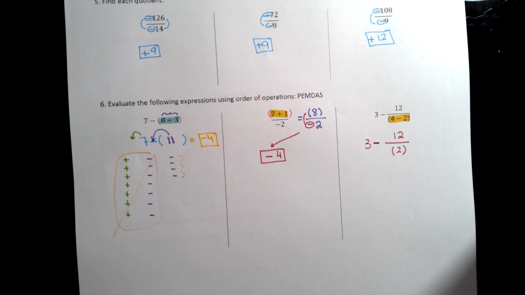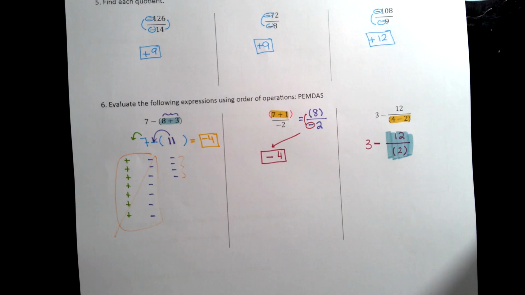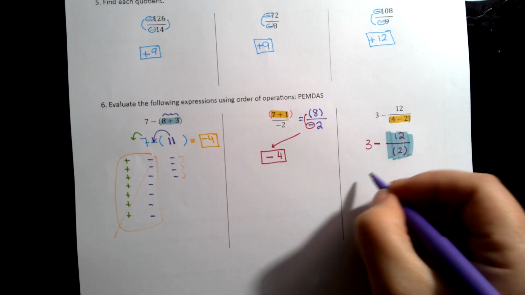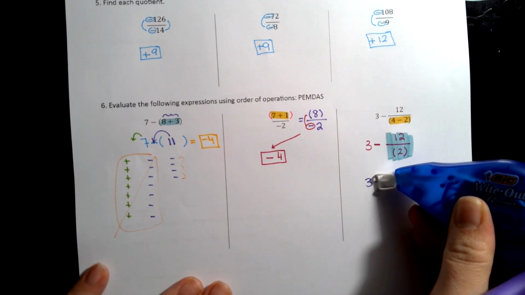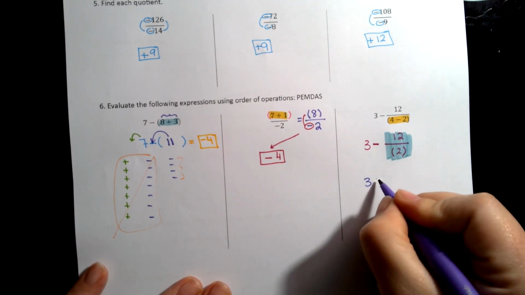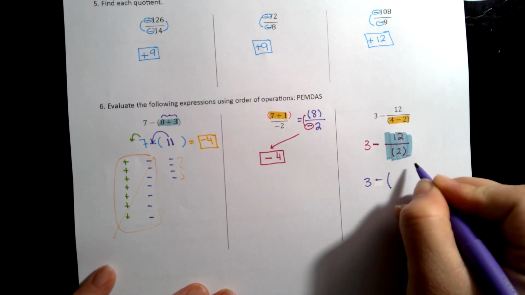Now, order of operations: parentheses, exponents, multiplication, division. So we don't have any exponents, but we do have division. So next is this section right here that we have to take care of before we do anything about the 3 minus. So 12 divided by 2, both are positive. Oops, that's wrong. 3 minus. Again, 12 divided by 2, both are positive.